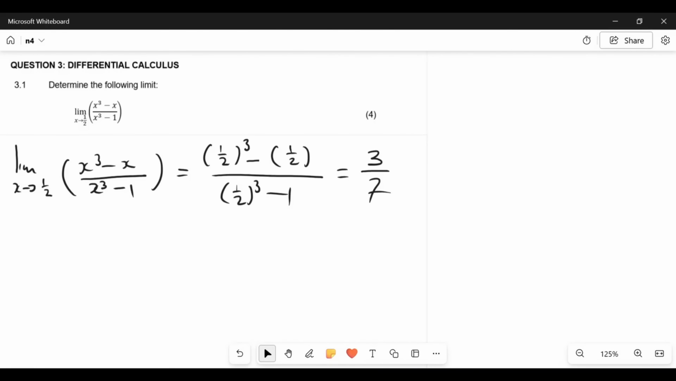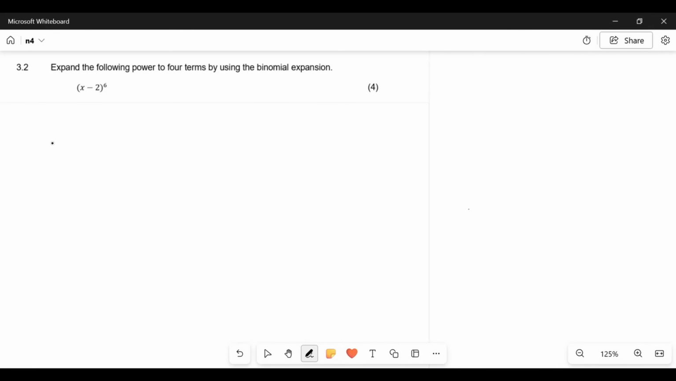All right, guys, we are done with 3.1. How about we do 3.2? All right, guys, let's look at 3.2. Now, 3.2, we have this statement here. Let's read the statement and let's start solving the question. Now, the statement goes like this. Expand the following power to 4 terms by using the binomial expansion.